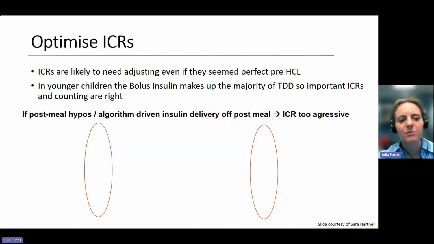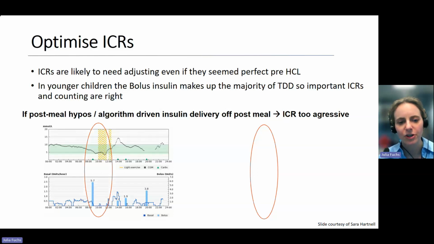If they're having hypos post-meal, or the algorithm-driven insulin delivery shuts off completely post-meal, it's likely that the carb ratio is too aggressive. And you can see an example of that here. So someone's given a bolus for breakfast, and then there's absolutely no insulin going in for the next 3 hours. And you can see that here, and still they have a delayed low. And what happens then, of course, is they take some hypo treatment, and then there's been no active insulin in the system now, nothing going in for about 4 hours, and then they have a big rebound high, and it becomes really tricky to manage lunch.